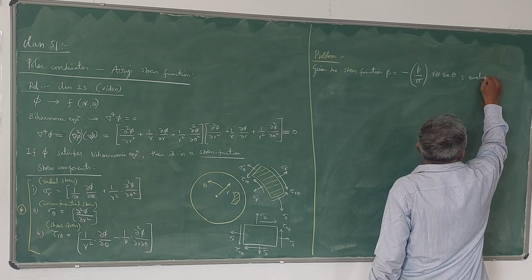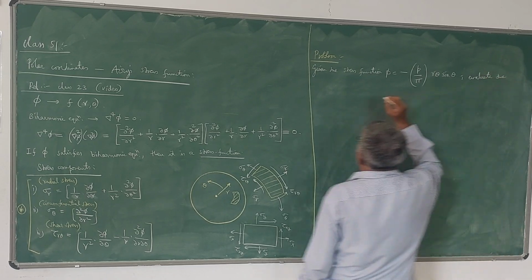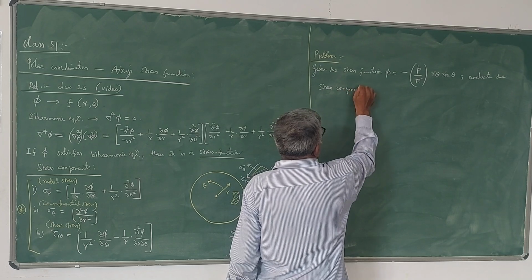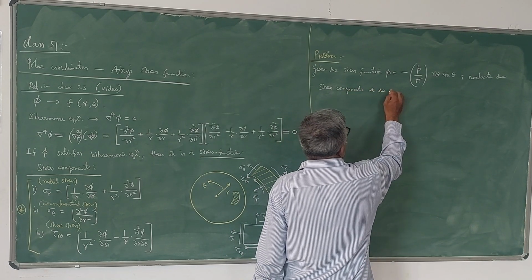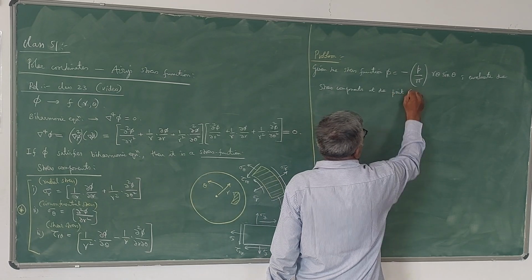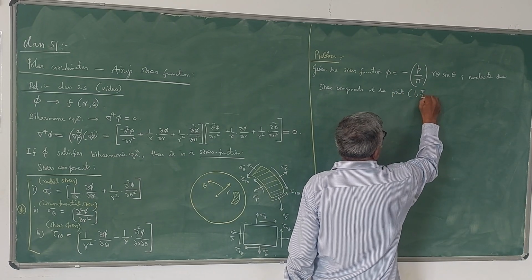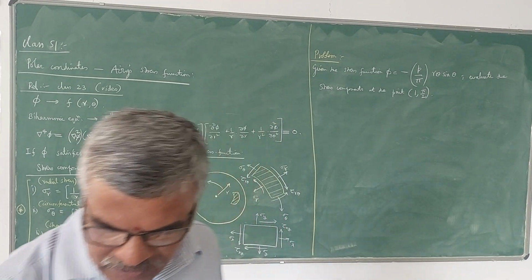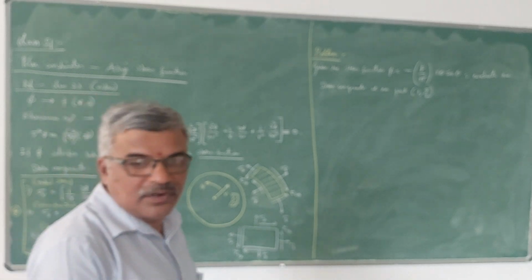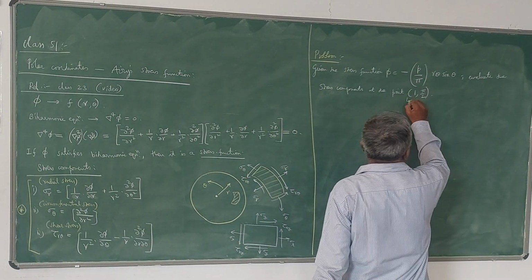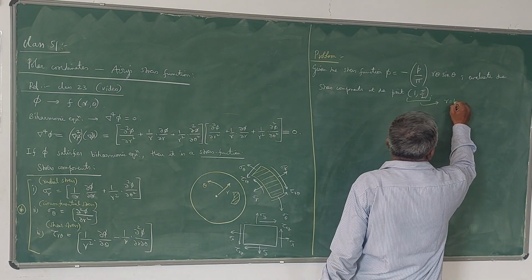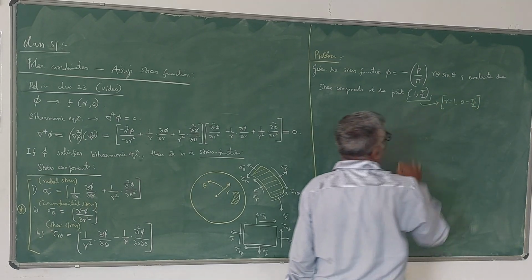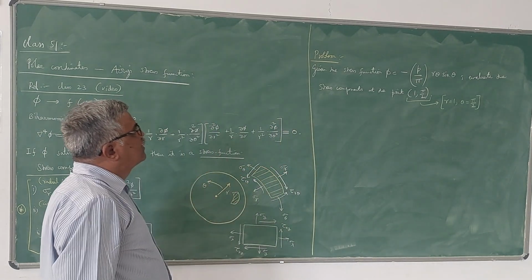Evaluate the stress components at the point 1 comma pi by 2. So 1 comma pi by 2 means r is equal to 1, theta is equal to pi by 2. That is it. Here instead of x and y, we have r and theta. Solution.